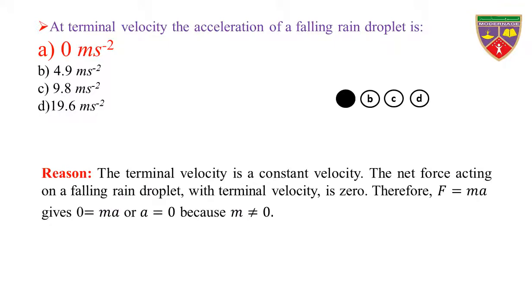Reason: the terminal velocity is a constant velocity. The net force acting on a falling rain droplet at terminal velocity is 0. Therefore, F is equal to ma gives 0 is equal to ma. So a is equal to 0 because m is not 0. Hence, the acceleration of a falling rain droplet is 0.